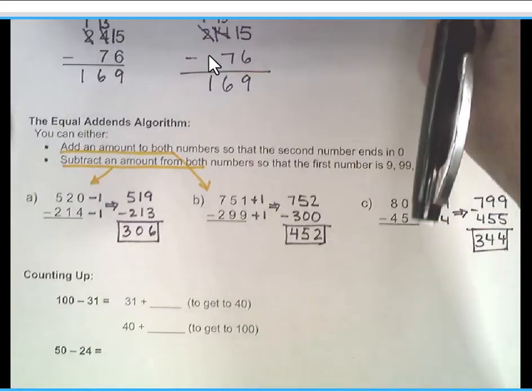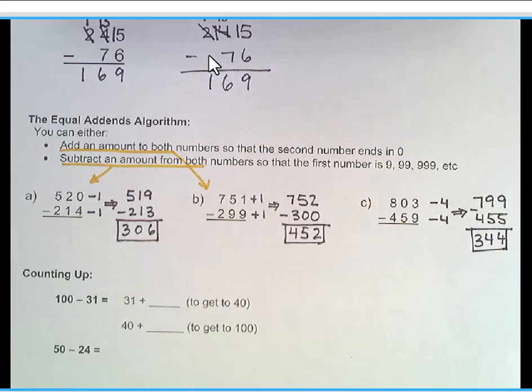And then the last strategy is called counting up. And this has also been referred to as the cashier strategy, like when people count back money to you, this is kind of what they're doing. So if you want to do 100 minus 31, you start at 31 and you think, well, what would I have to add to get up to 100? And you don't have to do it all in one jump. You can take small bites. So just add to the next nice number.